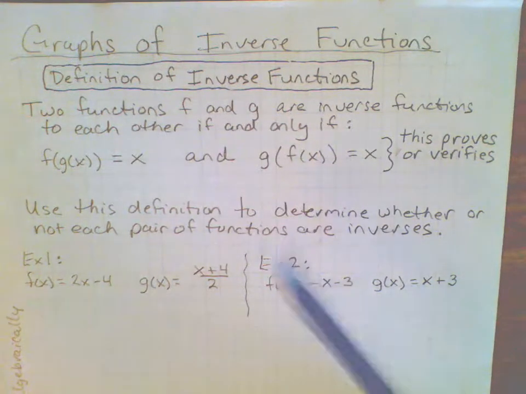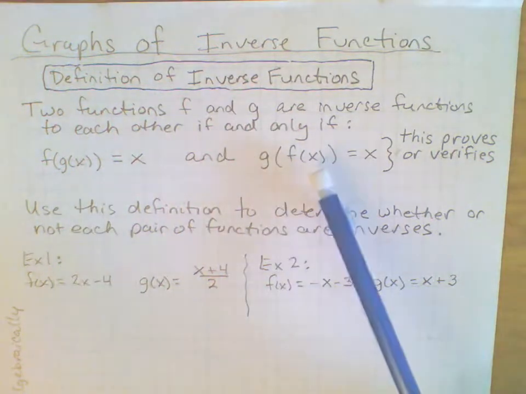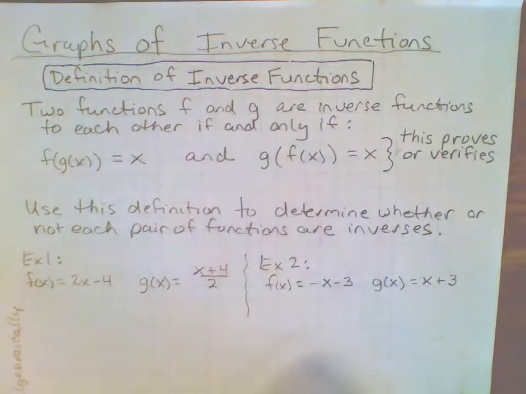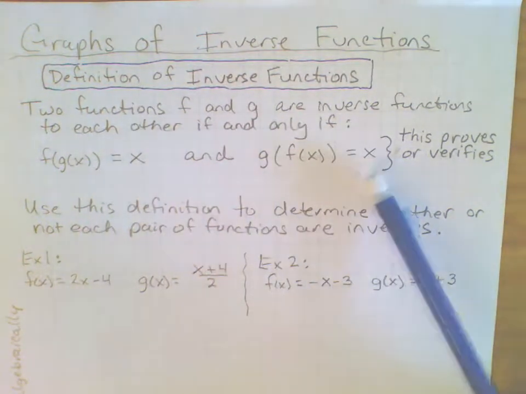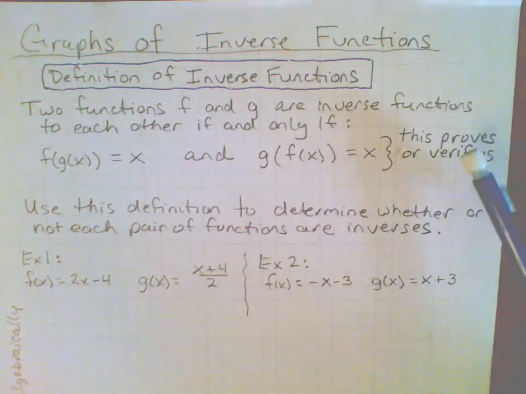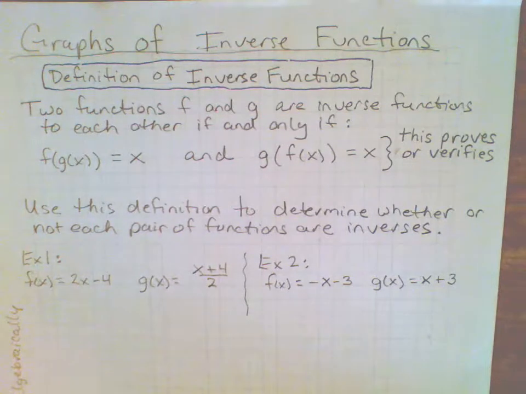Okay, now this composition of f of g of x and g of f of x, those are the two given functions. If they both simplify to equal x, it kind of proves or verifies that the two functions are inverses to each other. So when you hear definition of inverse functions, that's the process that you want to follow to figure out if they're inverses or not.